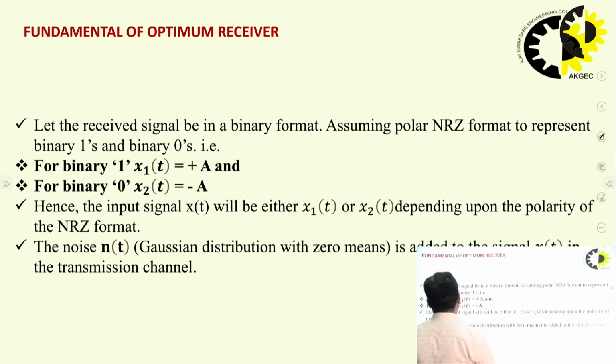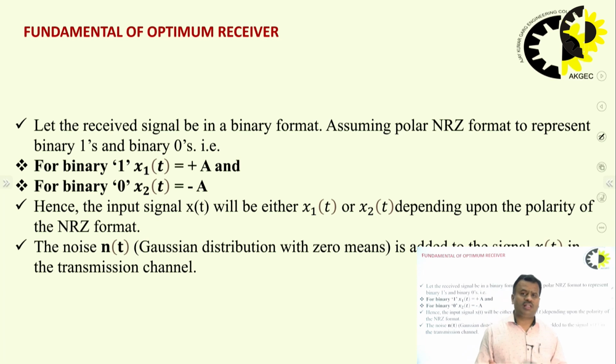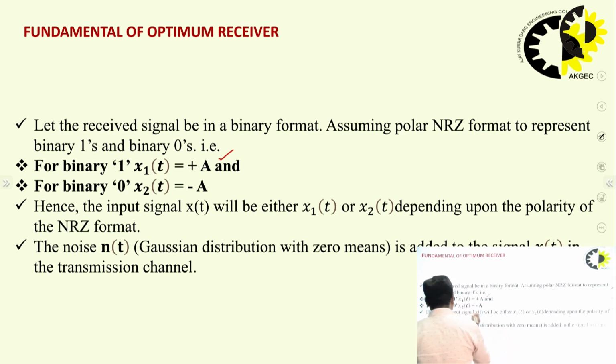Now the fundamentals of the optimum filter. At first we will see the fundamentals of this. Let the received signal be in binary format, assuming polar NRZ format. Polar means polarity, plus minus. So if I am taking binary 1, x1(t) is equal to plus A. For binary 0, x2(t) is equal to minus A. And some noise, generally Gaussian noise, will be added to your x(t).